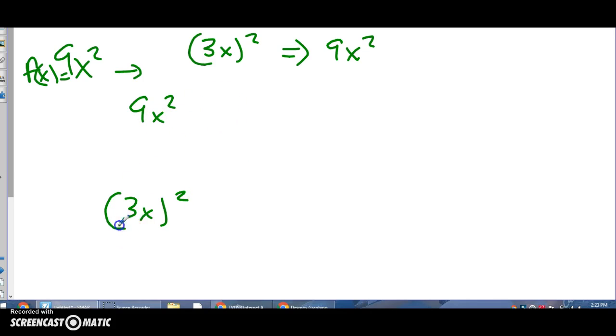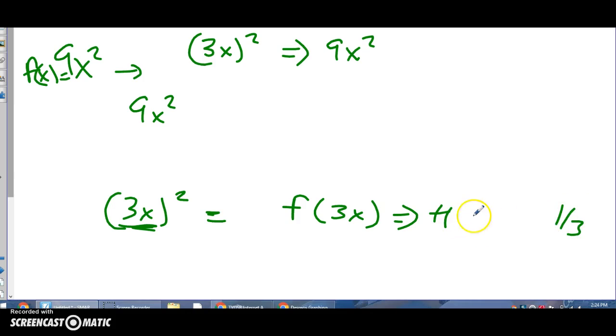9x squared, here, let's go to this one first. The 3 is right on the x. If the 3 is on the x, then what I'm doing here is I'm making a horizontal transformation. 3 on the x, so when I write it in function notation, the 3 goes right on the x. If the 3 is on the x, then it is horizontal. If it's horizontal, I need to flip this to 1/3, and if it's 1/3, it's a horizontal compression of 1/3.